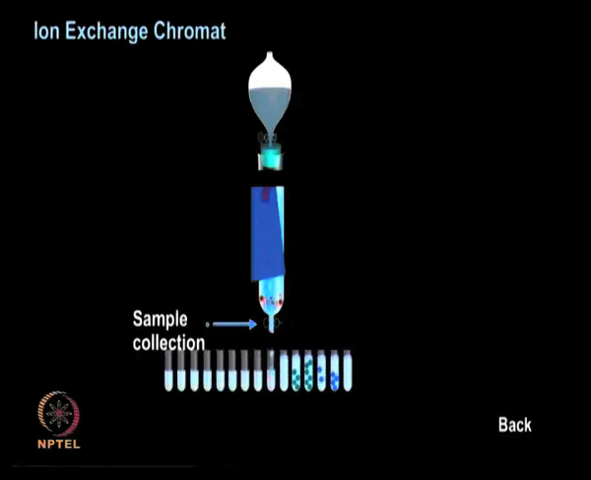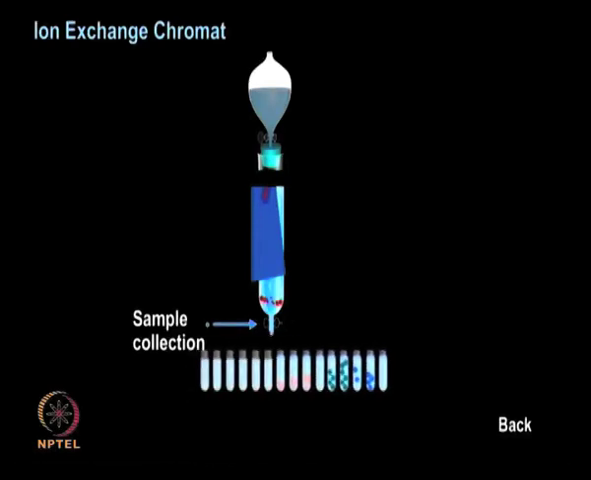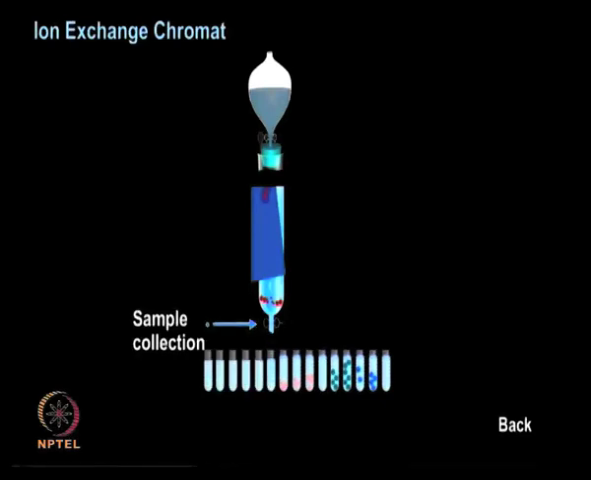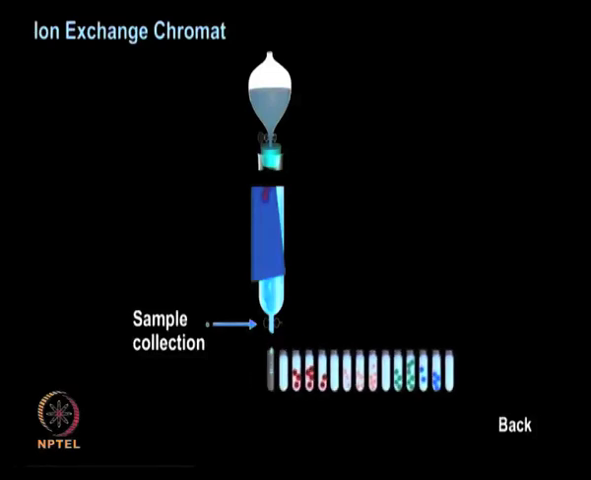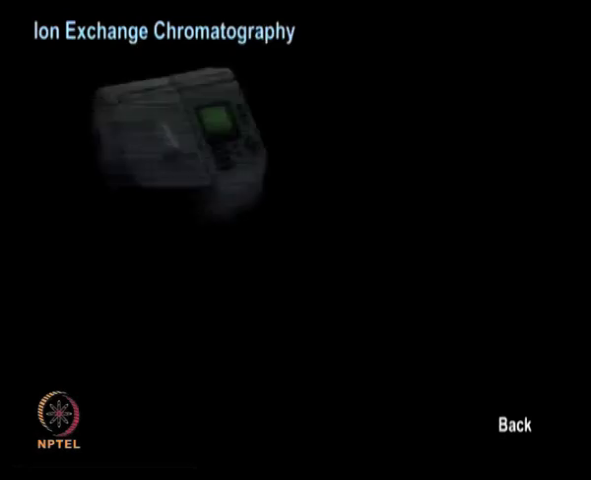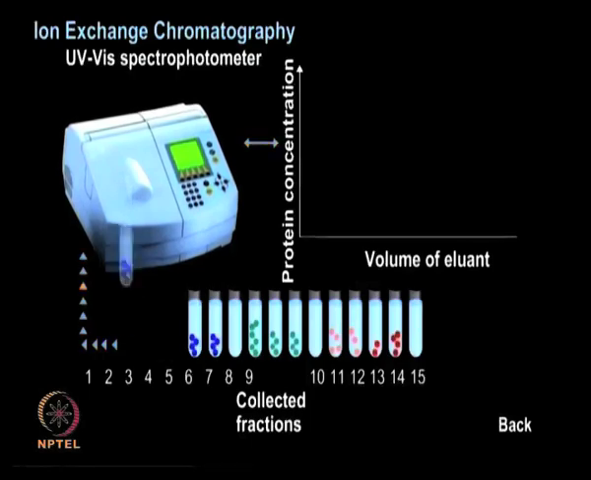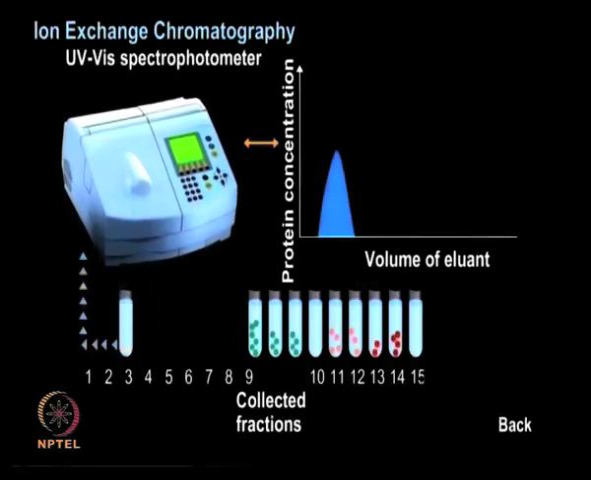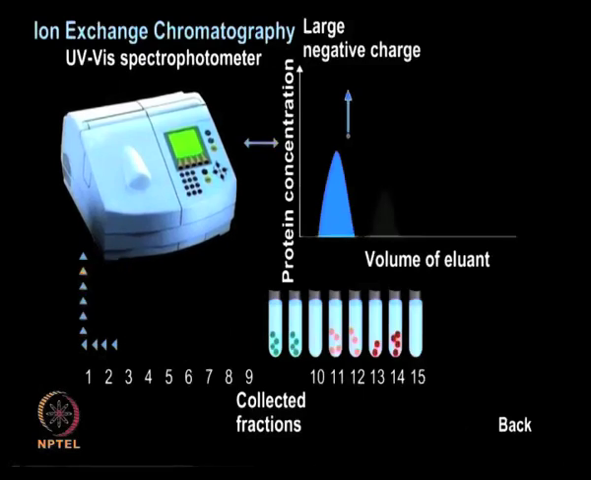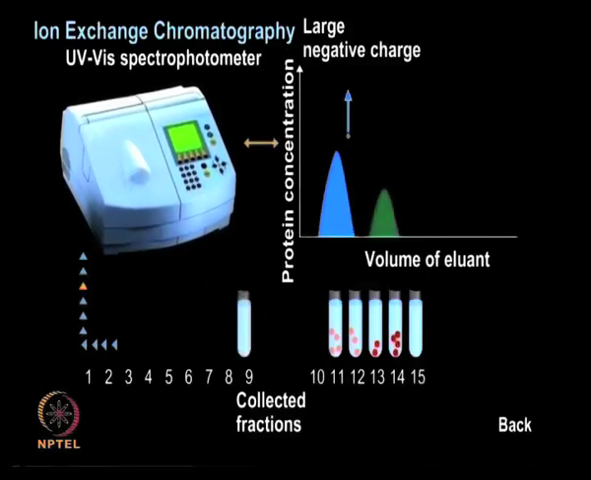Once all the fractions are collected, the protein content can be analyzed by using a spectrophotometer. So, analyze these fractions for their protein content by using a UV visible spectrophotometer at 280 nanometers. A graph of eluent volume versus protein concentration can then be plotted. In this particular example, the negatively charged molecules are coming first and then the positively charged fractions are coming later.